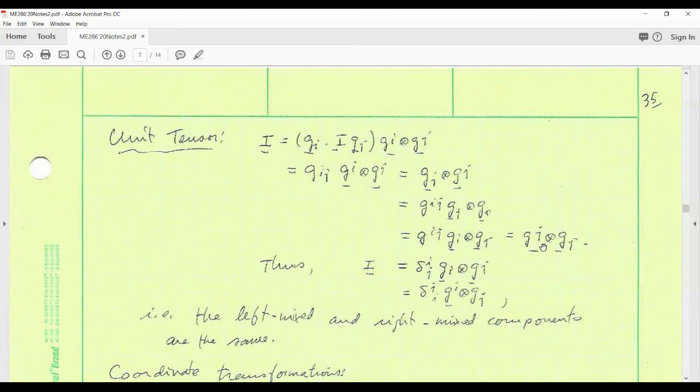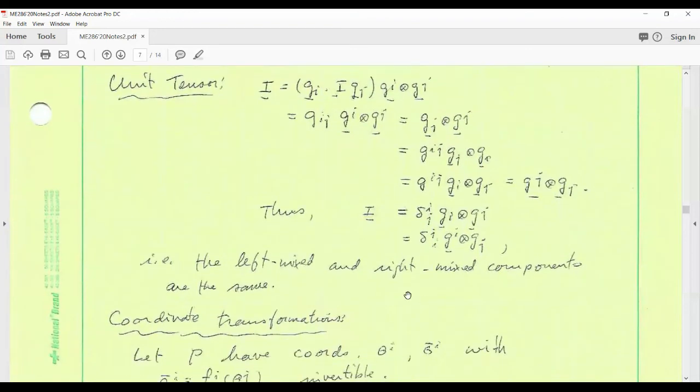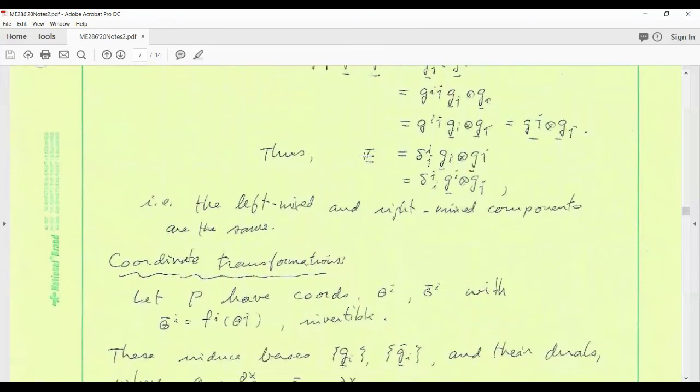Or I can write this as Kronecker delta super j sub i, g super i. And then I have a right mixed component representation of the identity with the same numerically equal Kronecker delta components. So the left mixed and right mixed components are the same in every coordinate system, just given by the Kronecker delta components. The other components depend on the dot products of the basis elements, and so they'll be different in different coordinate systems. But the mixed components are always equal to the Kronecker delta, which is kind of interesting.